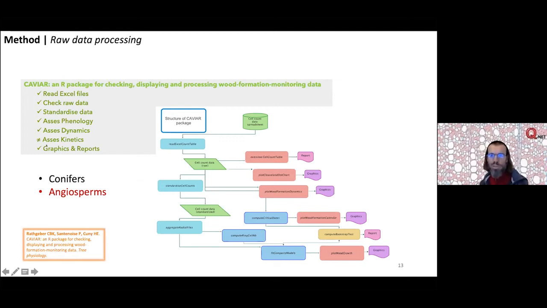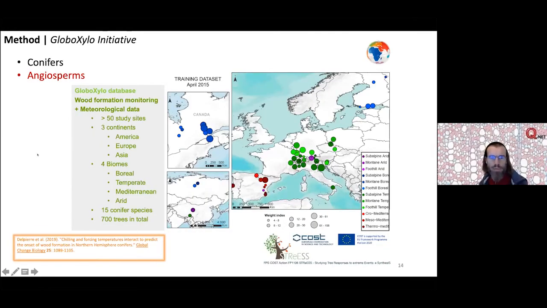Also, I mentioned, because this was a discussion during our previous workshop, the development of a global xylo initiative, which is a collection of wood formation monitoring data. So for now, it contains only conifer trees, but we are trying to develop it now for angiosperms also. It's a different database for now, but then we'll talk about this initiative project and the development. Okay.